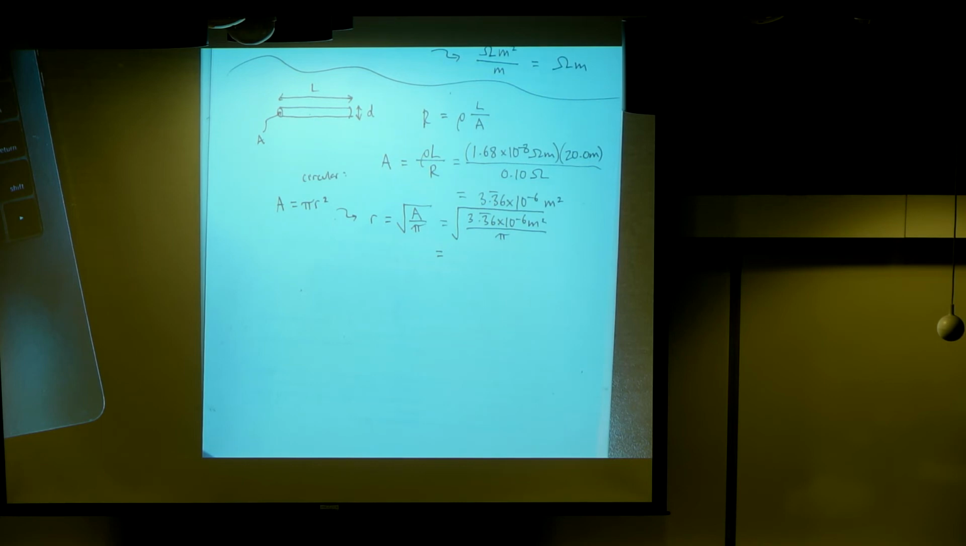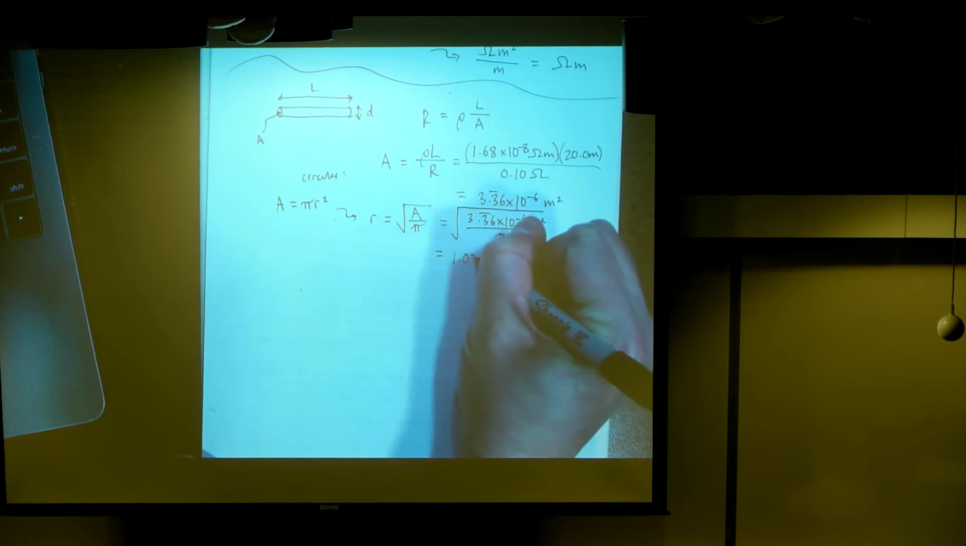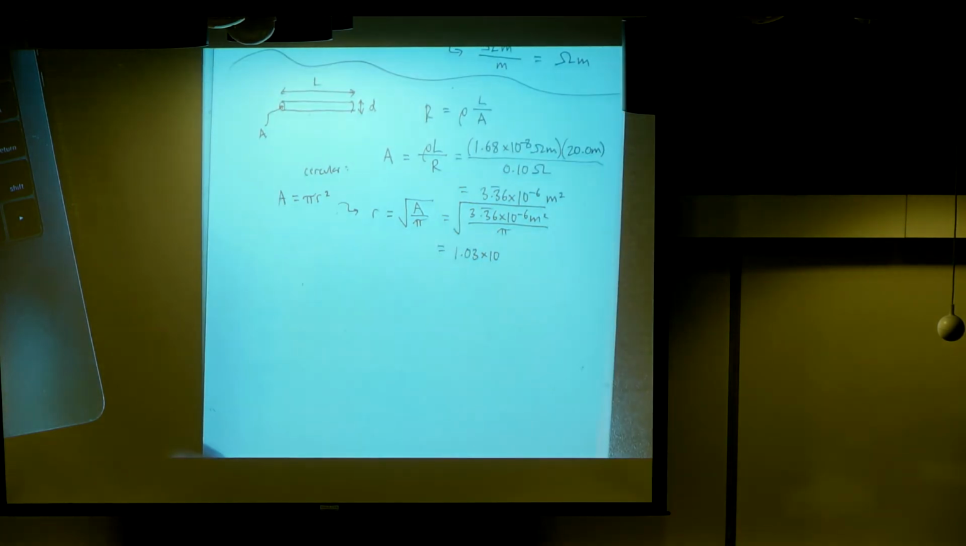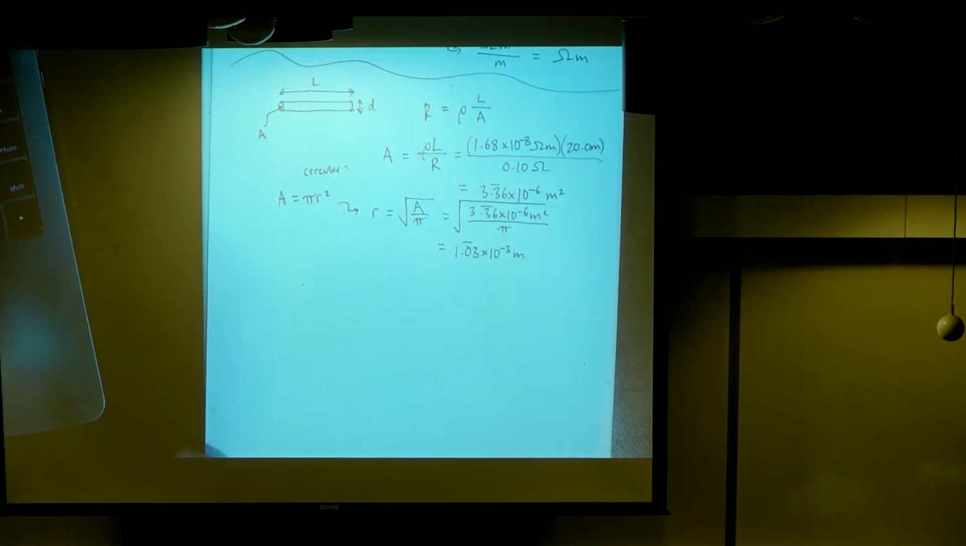And what does that come out to right there? That was 0.00103 meters. Yeah, this is 1.03. I'm going to do this in scientific notation, 10 to the minus 3 meters. We keep 2 sig figs if we just follow through from where we started.